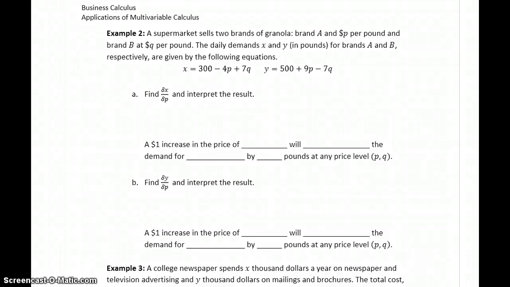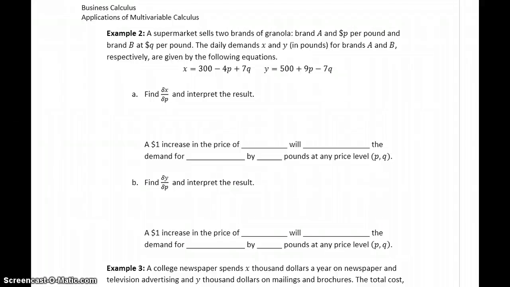In example 2, we have a supermarket that sells two brands of granola. Brand A for a price of P dollars per pound, brand B at Q dollars per pound, and the daily demands for the two products are given by these two functions. One for the demand of the first product, one for the demand of the second.